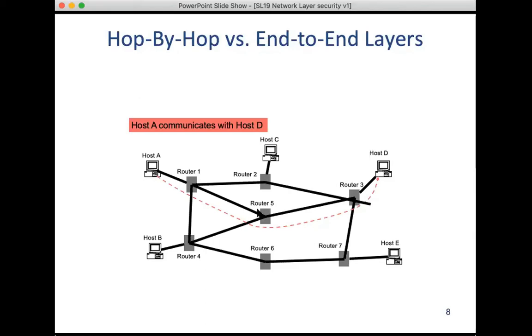When the packet comes here, this router again looks at the destination IP address, which is the address of host D, consults the routing table inside, and decides which link to send it to. It has two choices: this link or this particular link. In this way, the routing happens, right? So the packet leaves host A, comes to router 1, comes to router 5, and router 5 decides to send it to router 3, and router 3 decides to send it to host D.